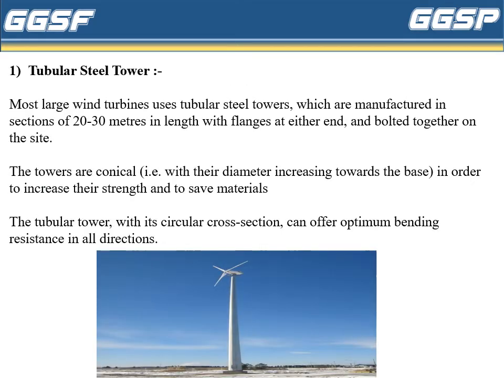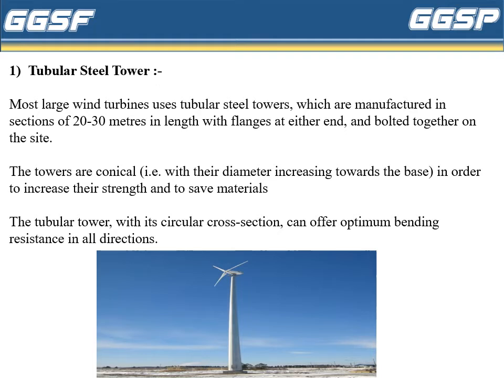First one, tubular steel tower. Most large wind turbines use tubular steel towers, which are manufactured in sections of 20 to 30 meters in length with flanges at either end and bolted together on the site. The towers are conical in shape, that is, with diameter increasing towards the base, in order to increase their strength and to save the materials.